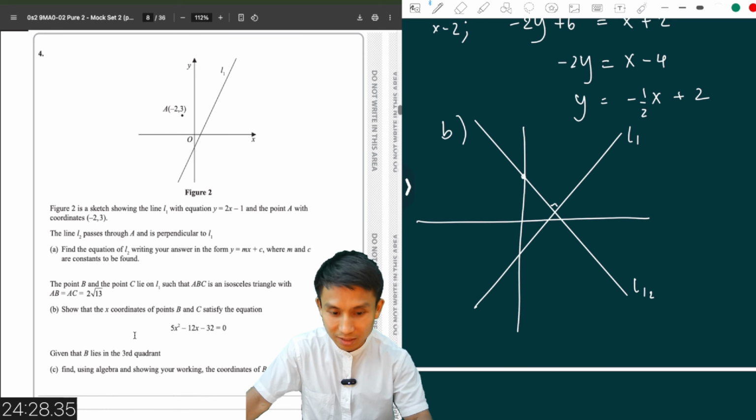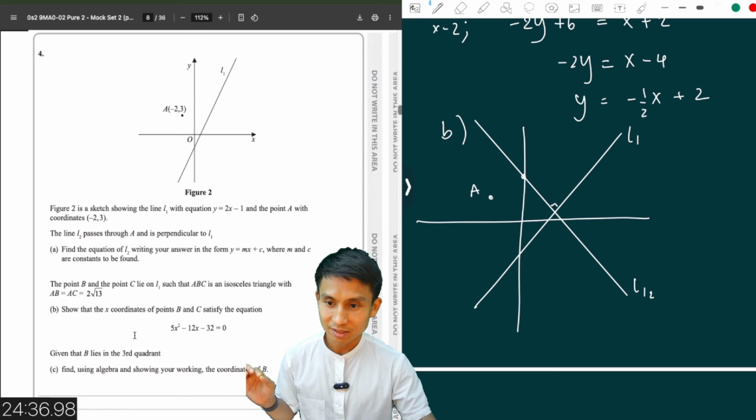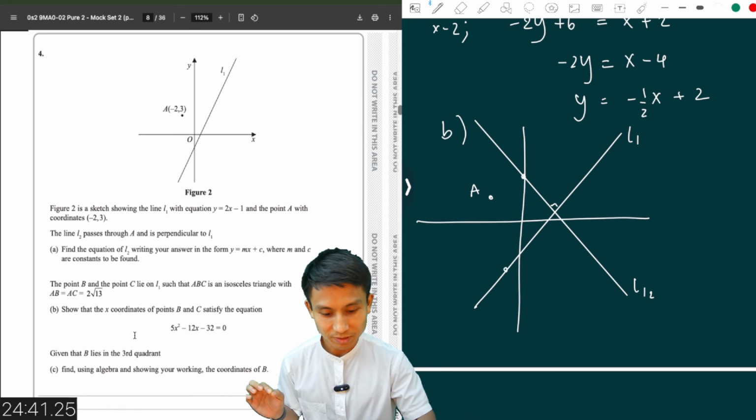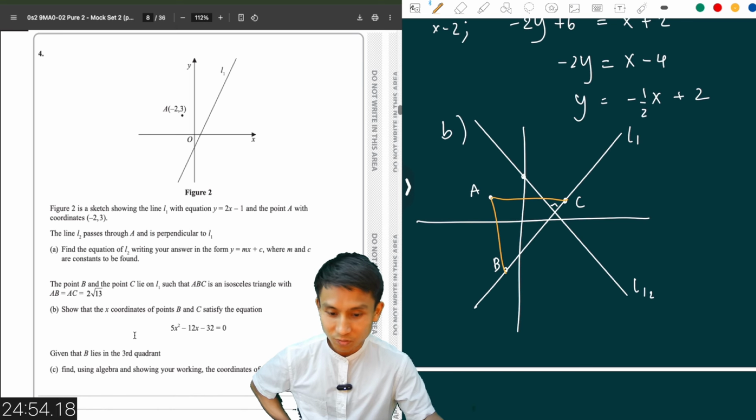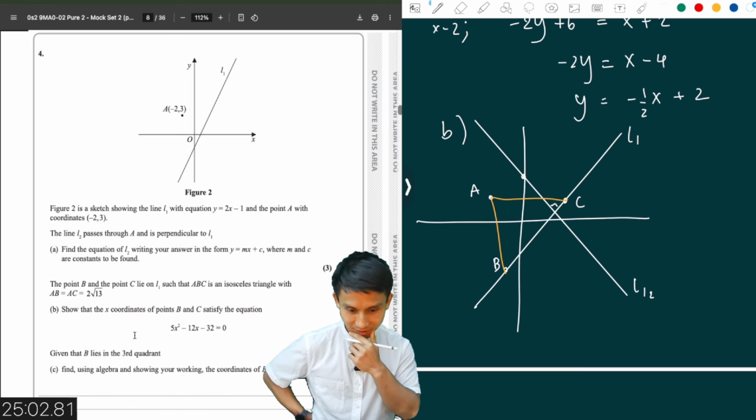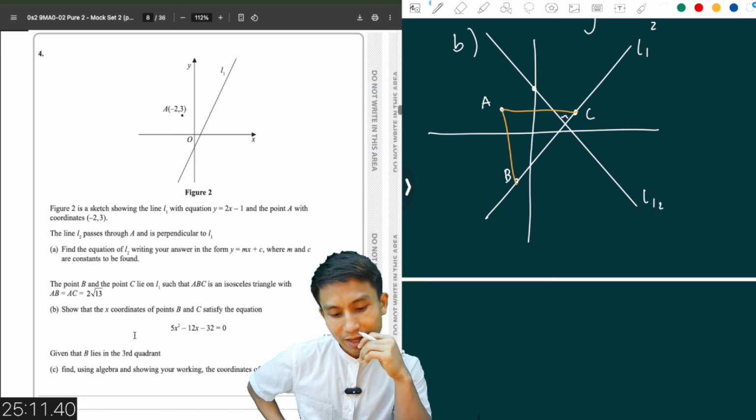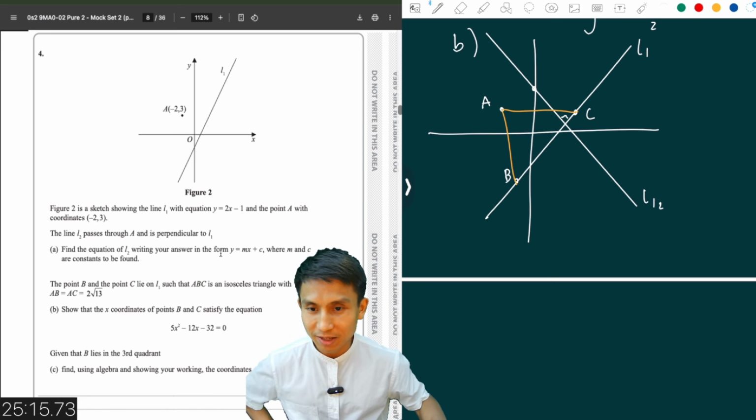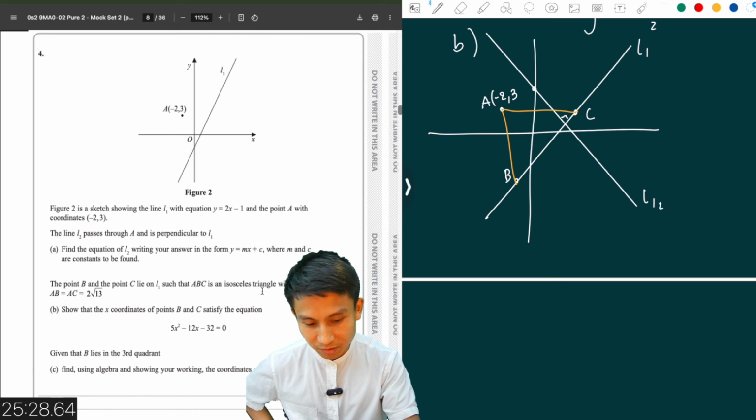A is there, -2, 3. This is A. It says B and C lie on L1, such that AB equals AC. So maybe something like this, I guess, so that you get an isosceles triangle ABC like this. All right, makes sense. Show that the x coordinates of points B and C satisfy that. Note that B and C are both on L1. So whatever their coordinates are, they must satisfy the equation of line L1, which is y equals 2x minus 1, and we already know the coordinates of A, which is -2 and 3.